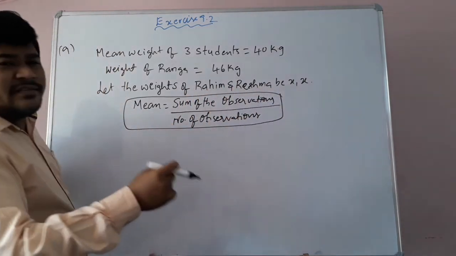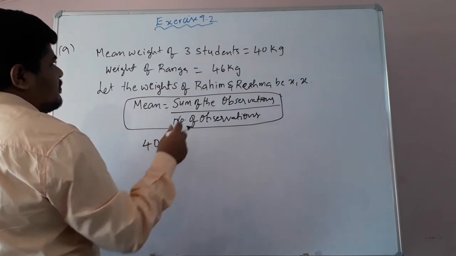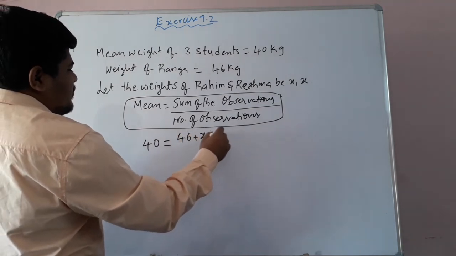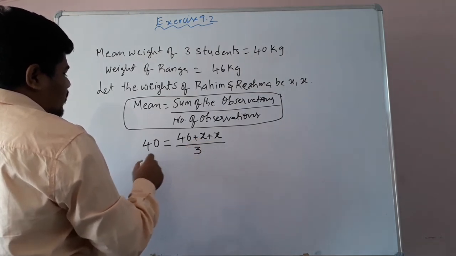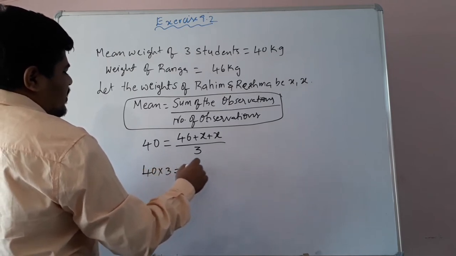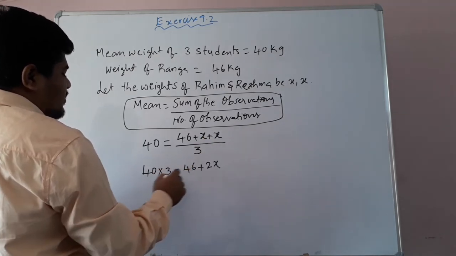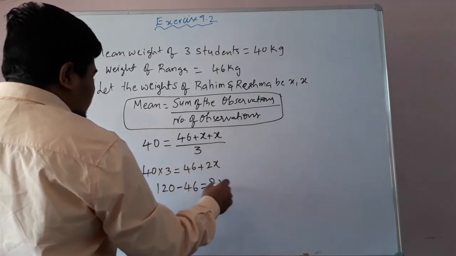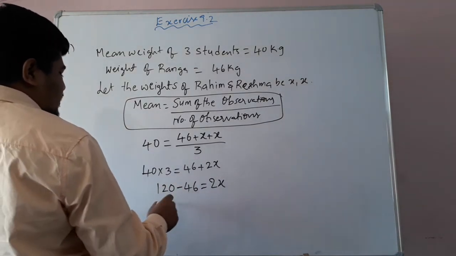In this problem, mean is given. What is that? 40. So 40 is equal to the sum of the observations, which are 46, and the other 2 students having x kg, so 46 plus x plus x by the number of students, 3. So solve this, children. After transposing the term, 40 into 3 is equal to 46 plus x plus x is 2x, children. Now it's 120. Transpose 46 to the left hand side. So after transposing, 120 minus 46 is equal to 2x. So what is 120 minus 46? 120 minus 40 is what? 80. 80 minus 6, 74.